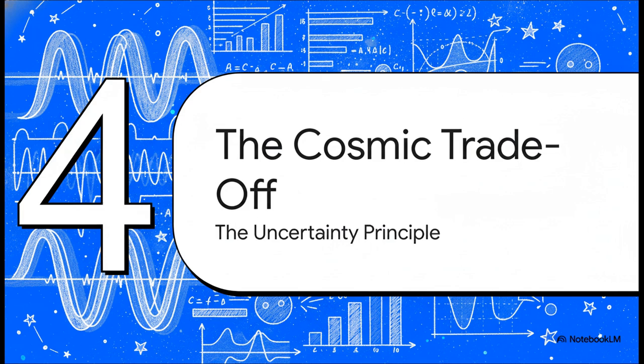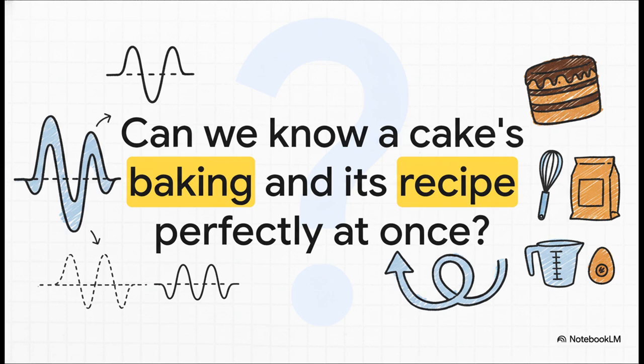But, and this is where things get really interesting, this incredible tool comes with a fascinating, almost mind-bending limitation. It's a kind of cosmic trade-off that's baked right into the fabric of reality itself. It's called the uncertainty principle. Let's go back to our cake for a second.